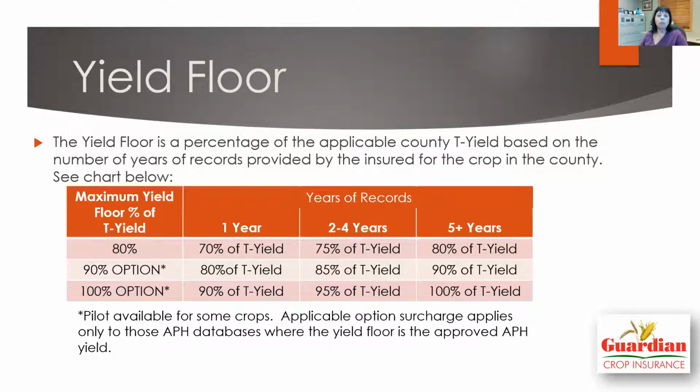So what does that mean? With those years, in my example of horrible drought, you have 4 or 5 years that are just bringing down your history or your average yield. And now you're below 80%, your average yield is below 80% of the county yield. They will actually floor it at 80% of the county yield, as long as you have no other yield options on your policy. Now, some crops in some counties do have an option to buy up to the 90% yield floor or 100% yield floor. And based on the number of years of records determines what percent you will actually be able to use at those levels.